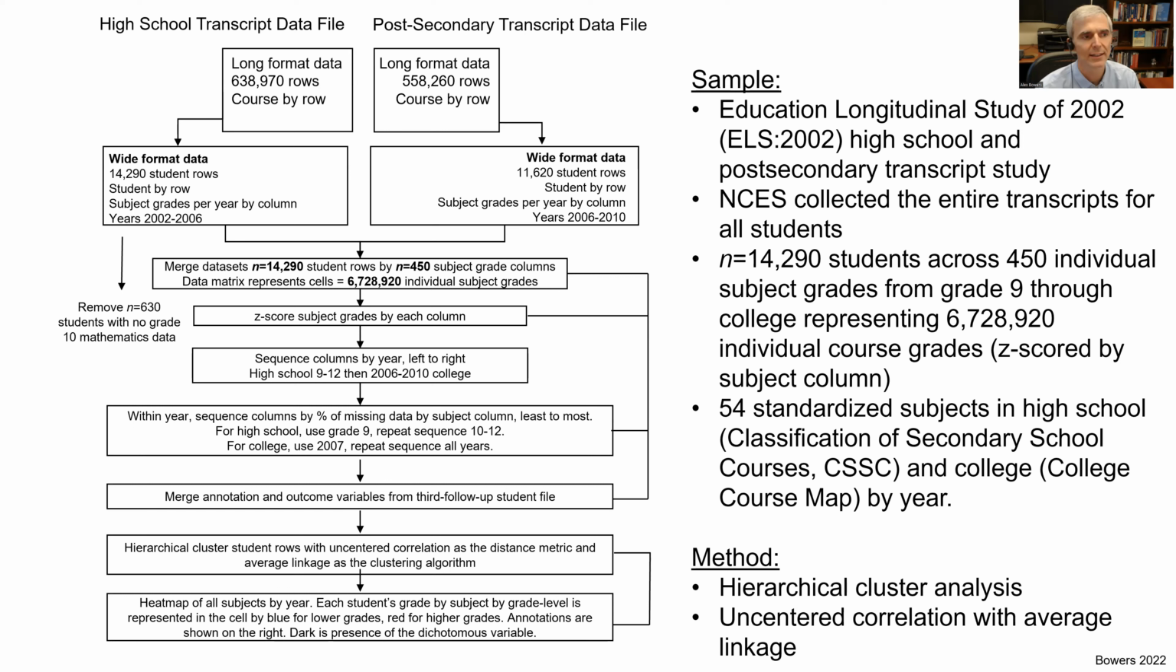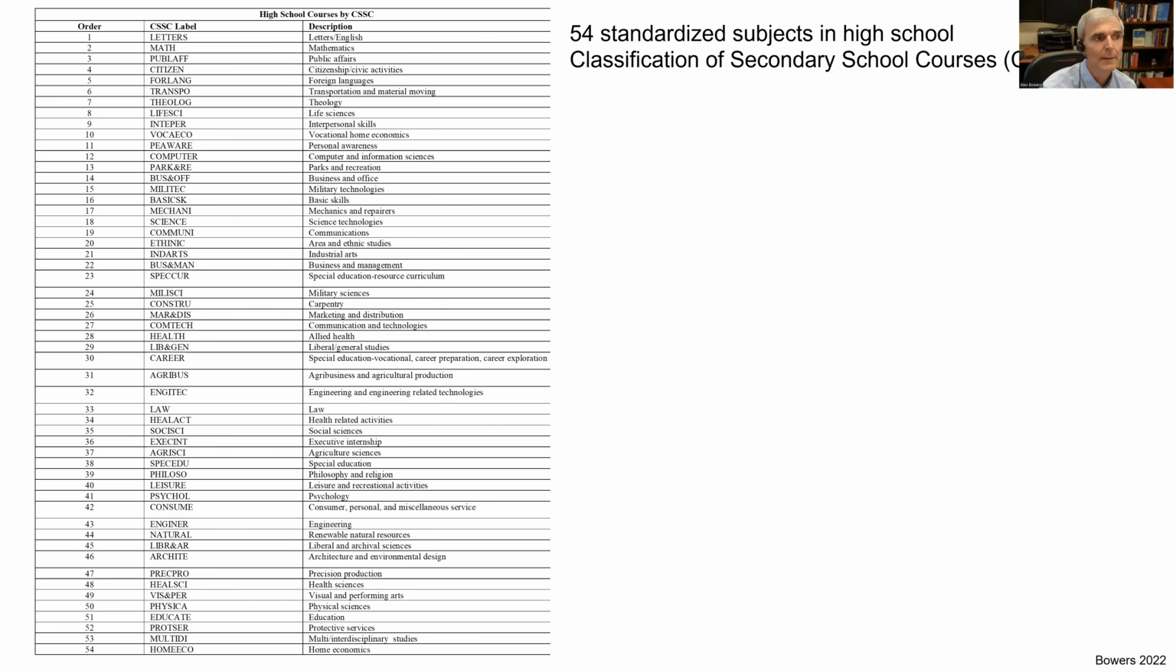Here you can see in the paper, in this figure, how we processed the data and cleaned it, because we had to delete a few people based on missing data. But overall, we were able to include almost 15,000 students across 450 subject grade columns. That includes every subject in high school and every subject taken. And we used hierarchical cluster analysis heat maps with uncentered correlation and average linkage. And these are the 54 standardized subjects.